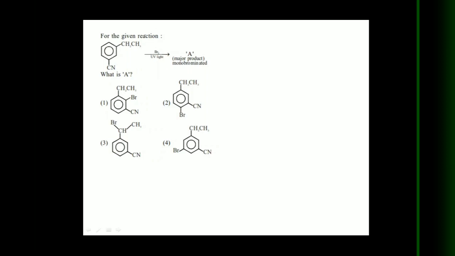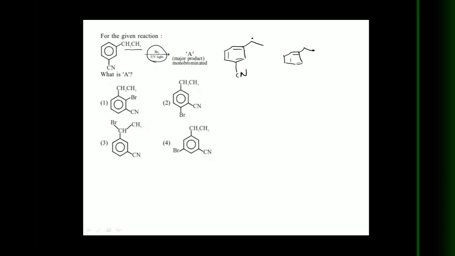Next, for the given reaction, in the presence of UV light, a radical substitution takes place. Radical substitution is most favorable on the side chain. Here in this case, the benzyl radical is more stable than just a primary radical.